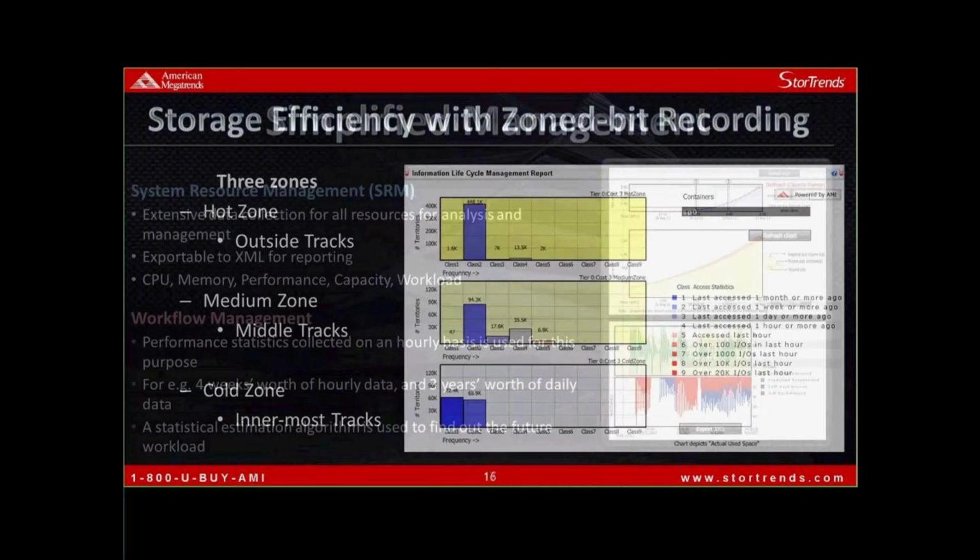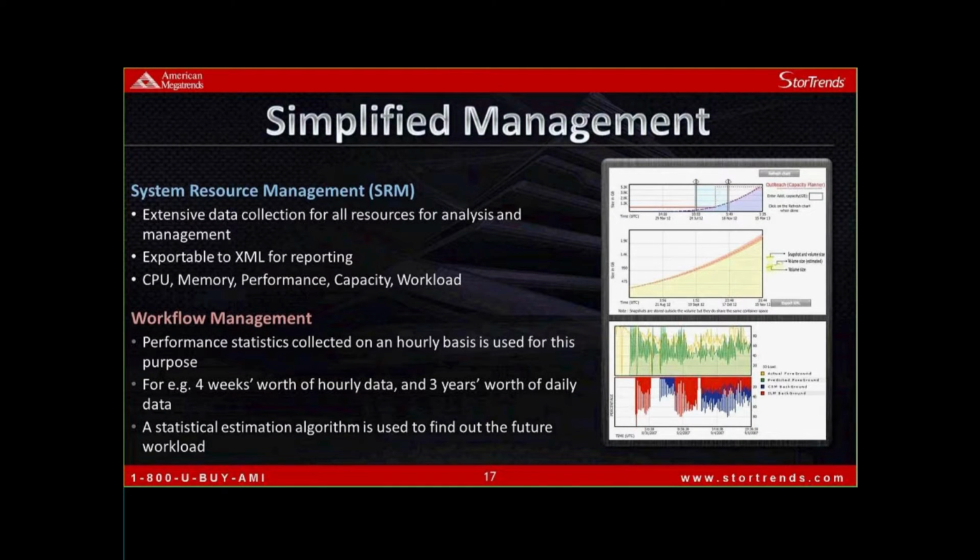Here for the simplified management piece, we have a thing called System Resource Management. Here we do all data collection of any form within the system, from the disk layer all the way up to the volume layer. Here at the bottom you can see workflow management. What it does is it actually makes sure that our system isn't being heavily utilized while we're doing a background function. So now what we do is make sure that we're not doing ILM data migration and stuff like that in the middle of your workday.